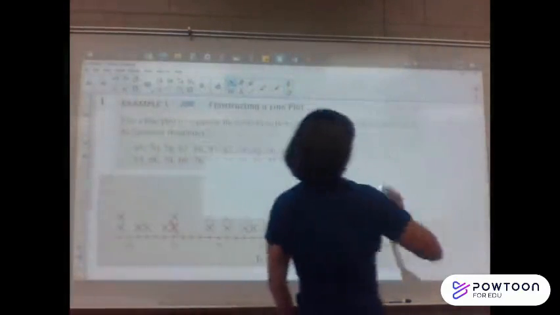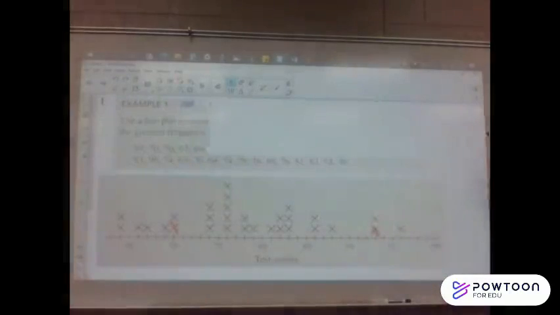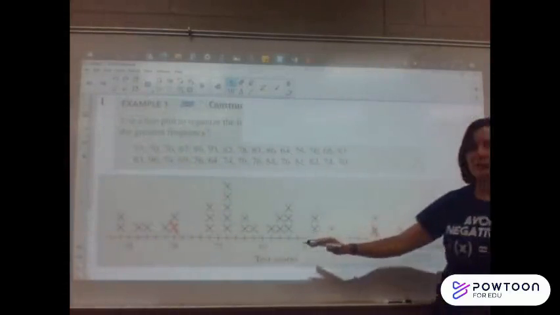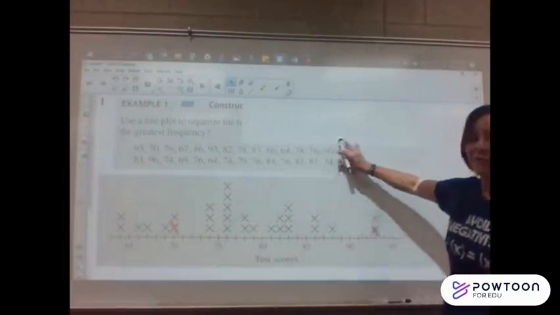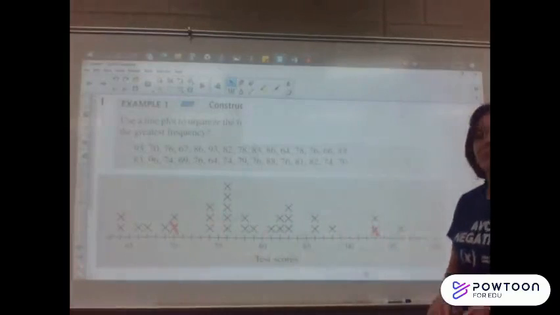And eventually, you will have your entire line plot with the data, and it's a lot easier to see that 76 occurred the most without having to look at this big string of numbers.